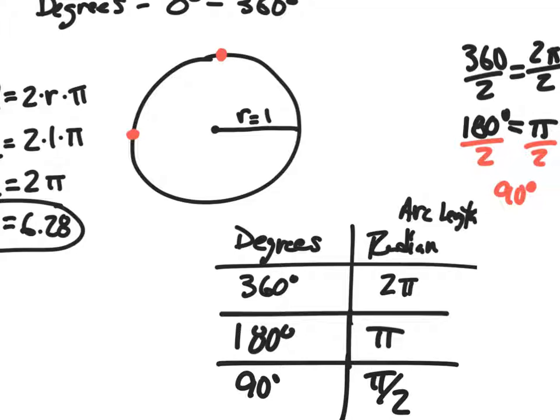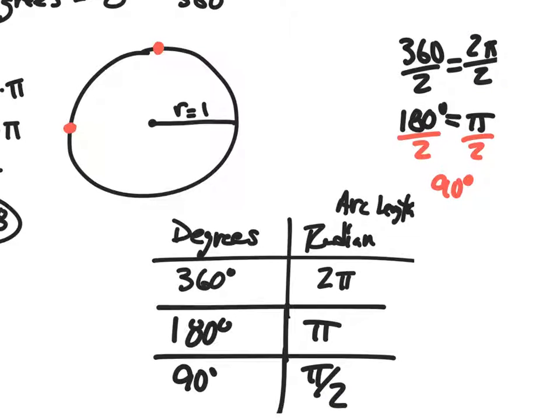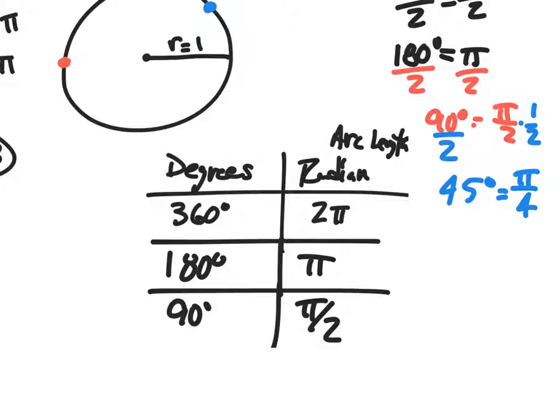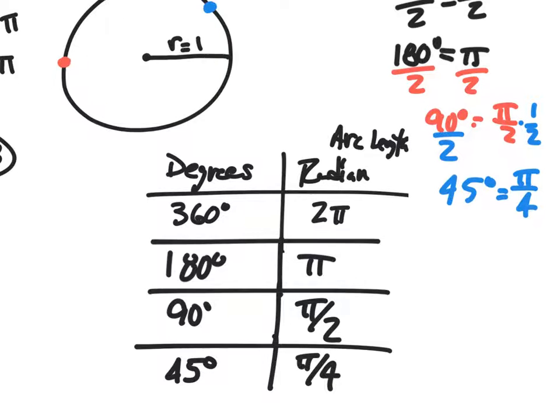Let's say you cut that in half. 90 degrees is equal to pi over 2. Divide that by 2. Dividing a fraction by 2 is the same thing as multiplying it by a half, so that means that 45 degrees is equal to pi over 4 radians. So what I'm doing is going down to the most basic one that we have.